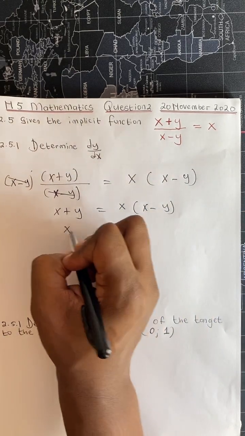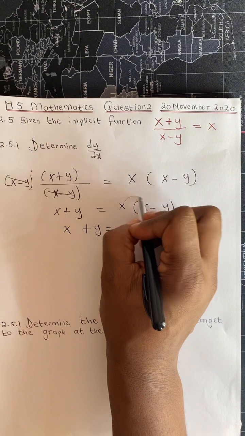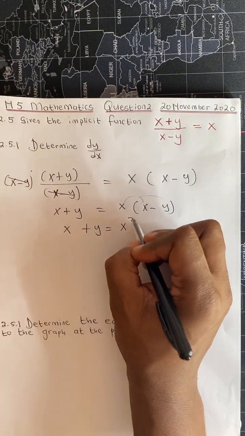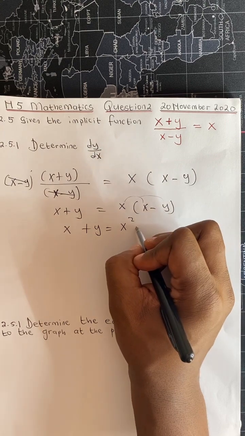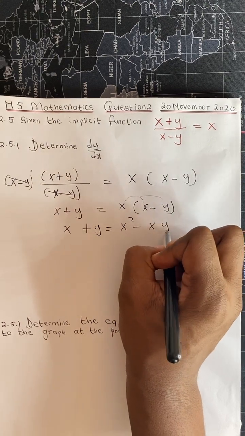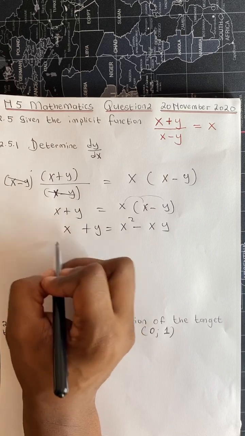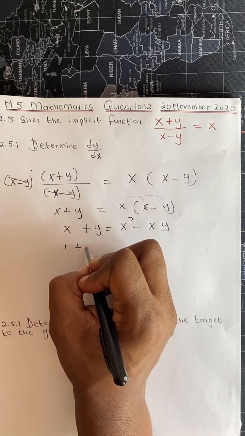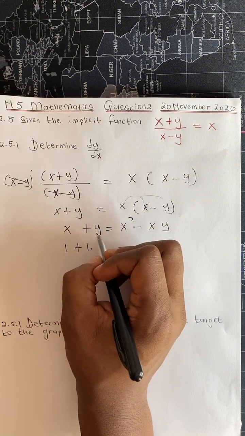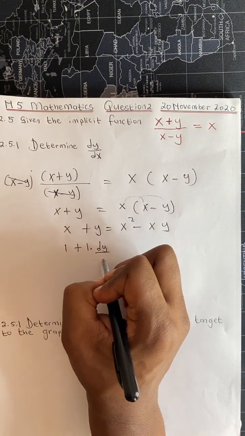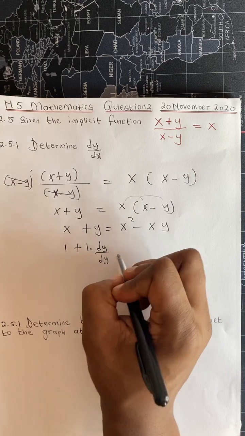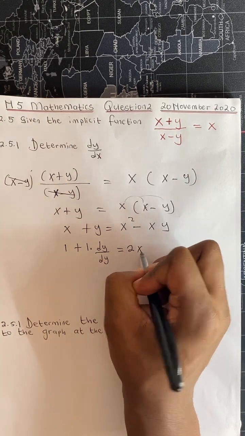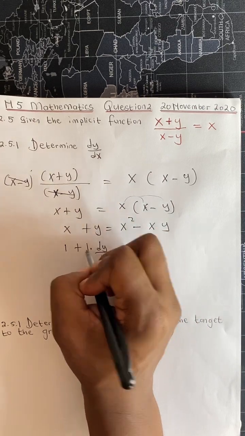So from here we can further distribute this x inside the parentheses. So x multiplied by x will be equal to x squared, and x multiplied by y will be equal to negative xy. So from here we can differentiate. The derivative of x is 1 and the derivative of y is 1, but we have to indicate the dy over dx after we differentiate any function which has y. The derivative of x squared is 2x.